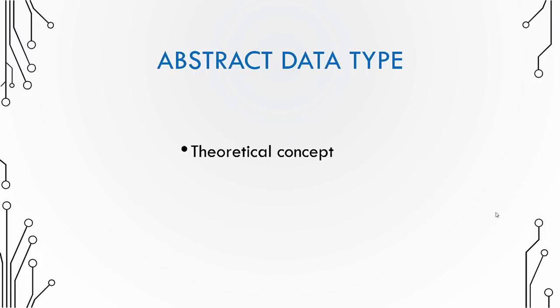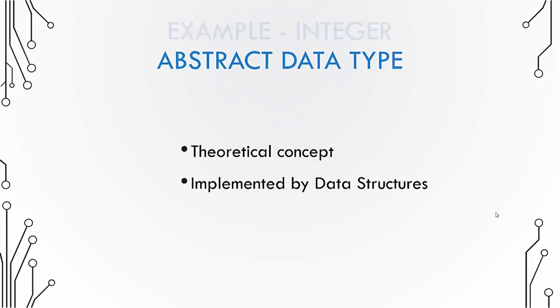Now, abstract data type is actually a theoretical concept. And if you want to implement an abstract data type, you should use a data structure. So a data structure is basically an implementation of an abstract data type. Now let us look at an example of an abstract data type. So you have this abstract data type of integer. We said that an abstract data type basically describes the properties and the operations of that type of data.